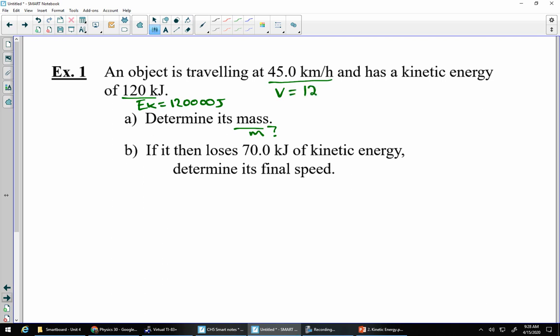This one, when you plug it in, should be 12.5 meters per second. Cool, I think we're ready to solve for part A now. So for part A, let's go through and let's start with our original formula.